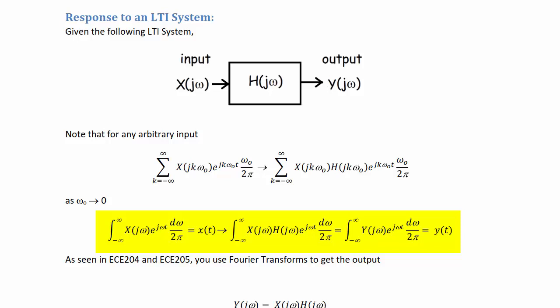So as omega naught goes to 0, this becomes our Fourier transform, which is the integral from negative infinity to infinity of X of j omega e to the j omega t d omega over 2 pi, which is x of t. This becomes the integral from negative infinity to infinity of X of j omega H of j omega e to the j omega t d omega over 2 pi, which equals the integral from negative infinity to infinity of Y of j omega e to the j omega t d omega over 2 pi, which is y of t.